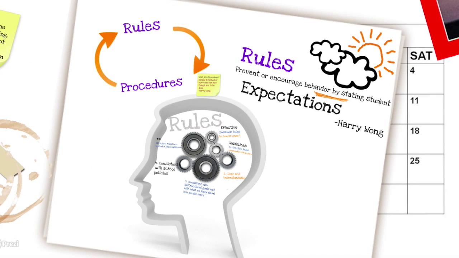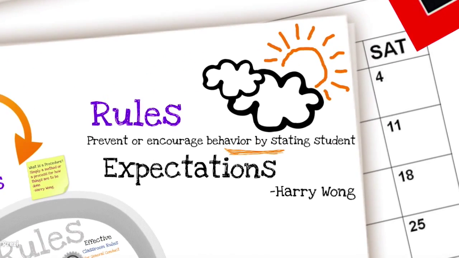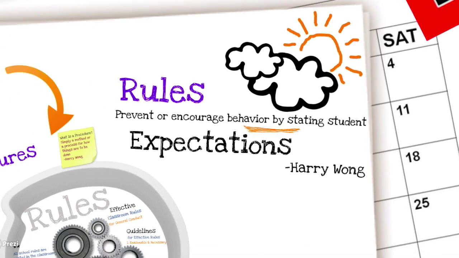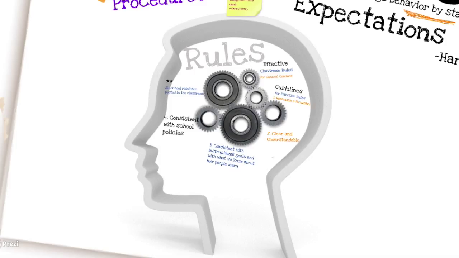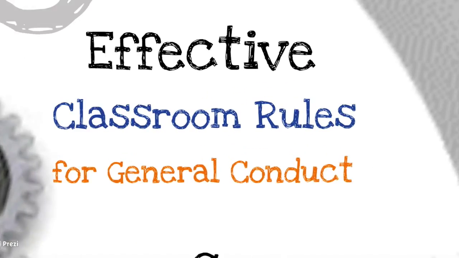Now, what exactly are rules and procedures? Harry Wong states that a rule helps prevent or encourage behavior by stating student expectations. While one set of rules won't apply to all classrooms, writing specific rules to fit you and your students' needs can be simple with these guidelines.